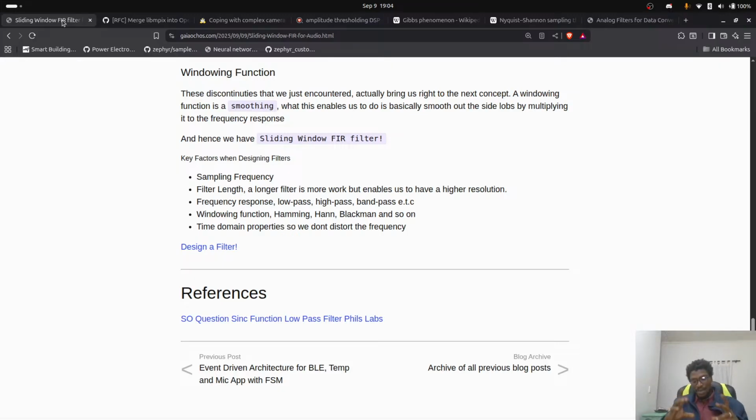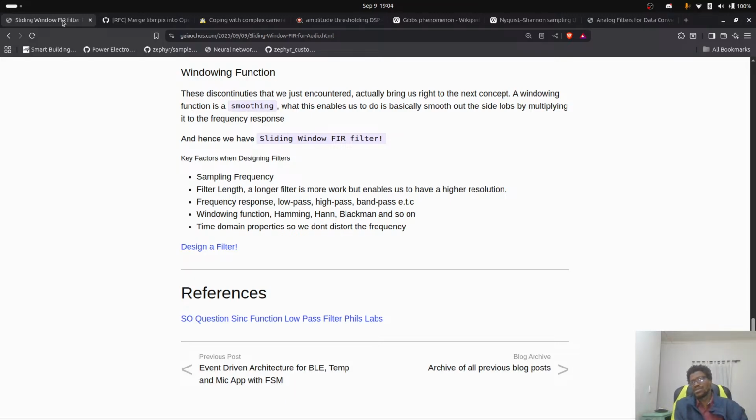Okay, the other part is you want to know how many coefficients you want to put in your filter. So this is the filter length. A longer filter basically makes it so that you have more work for your signal processing system, but enables you to have a higher resolution. So your steps can be smaller. Basically, you have a higher resolution.